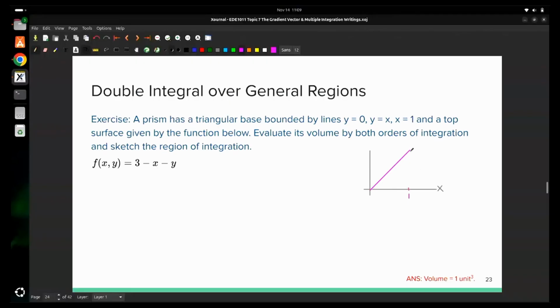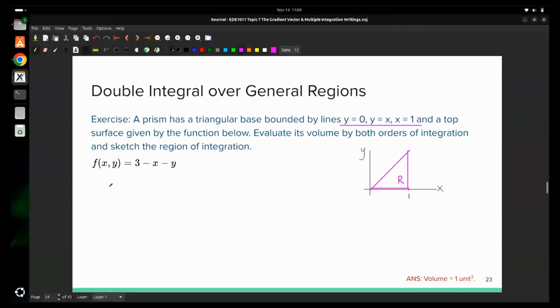So therefore, x equals 1, y equals x, and y equals 0 will be this triangle. So this is my region R. Any objections? So this gives me region R, which is this triangular region here. The top surface is just this function, a plane. So evaluate its volume by both orders of integration.